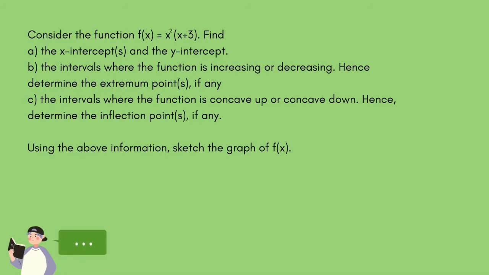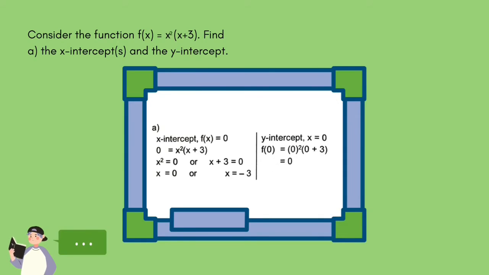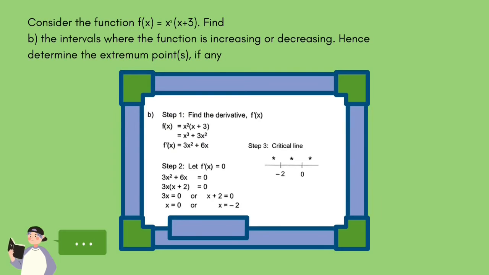Consider the function f(x) equal to x squared in bracket x plus 3. So, solution. Settle with the equation first. So, we start with the x-intercept: f(x) equal to 0, and x equal to 0 or x equal to negative 3. And the y-intercept: x equal to 0. So, we just substitute the value of x in the equation. So, the y-intercept is 0.